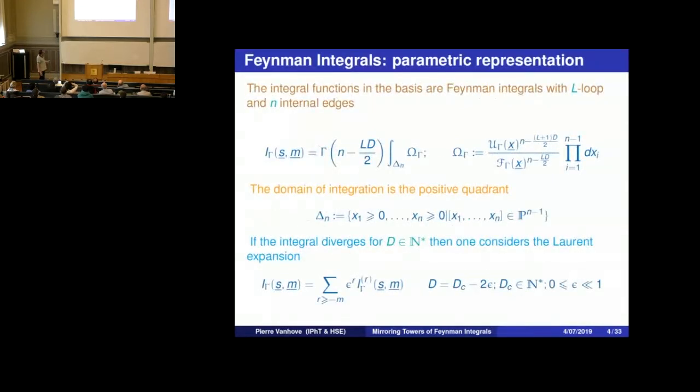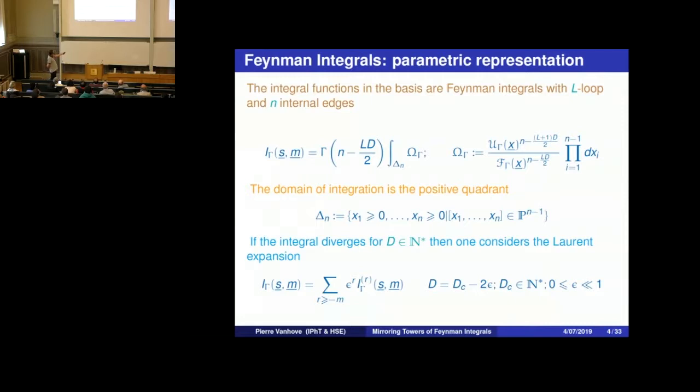So for me, a Feynman integral with L loops and n internal edges is given in a parametric way by some integral over the positive quadrant of some differential form in projective space. So if you have n internal edges, I am in P^(n-1). And here there are the Symanzik polynomials that I will present in the next slide.